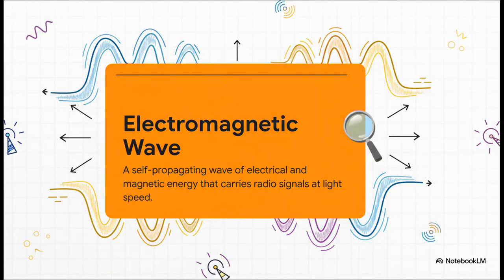All right, so the hero of our story is what's called the electromagnetic wave. Now, when we use these waves to carry information, we just call them radio waves. At their core, they are self-propagating packages of energy, and they travel through space at the incredible speed of light, which is about 300 million meters per second, just unbelievably fast.